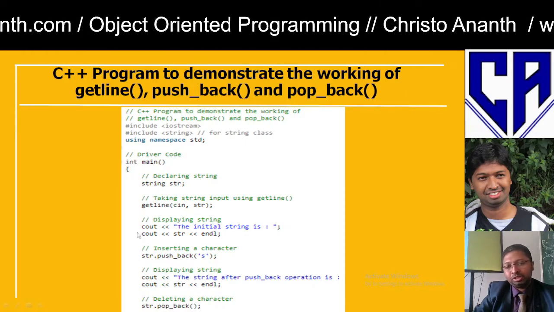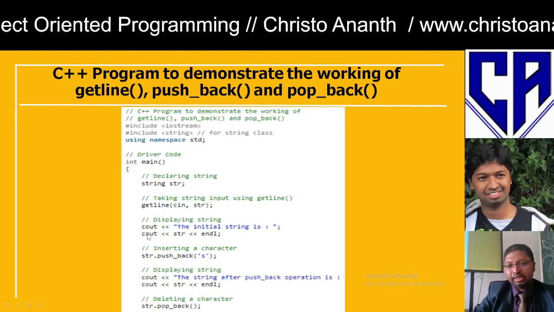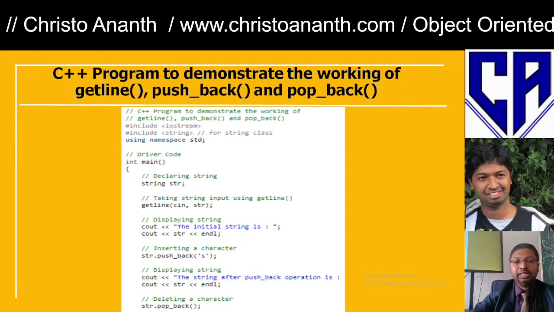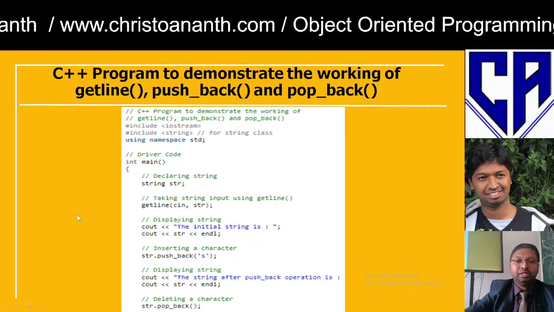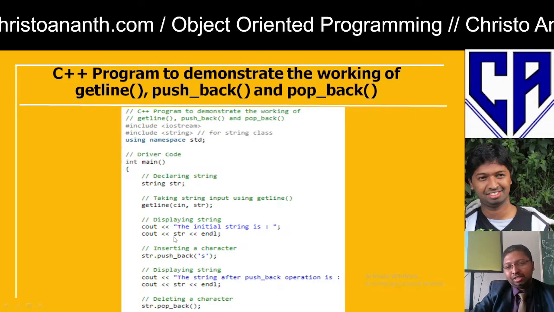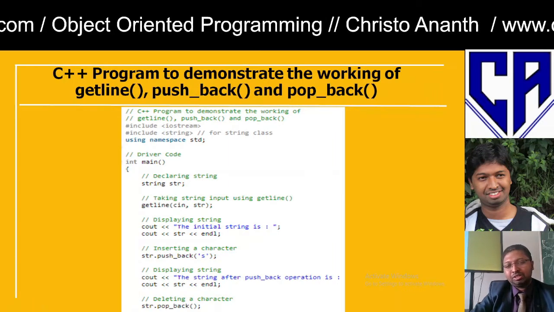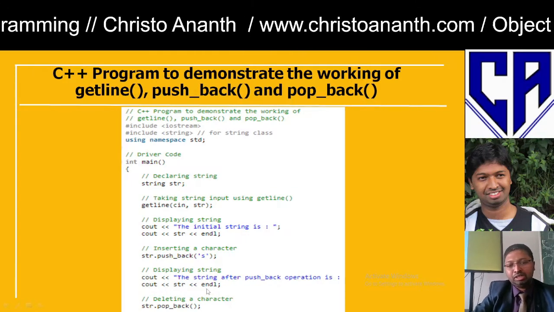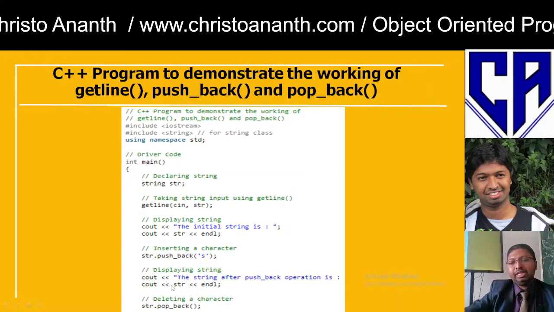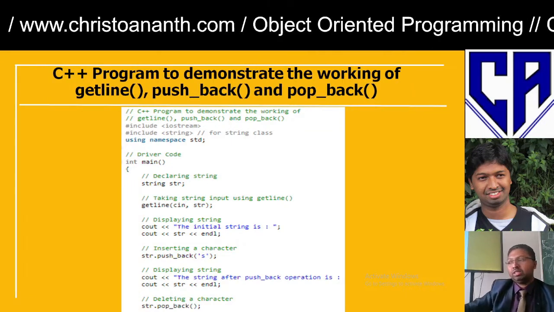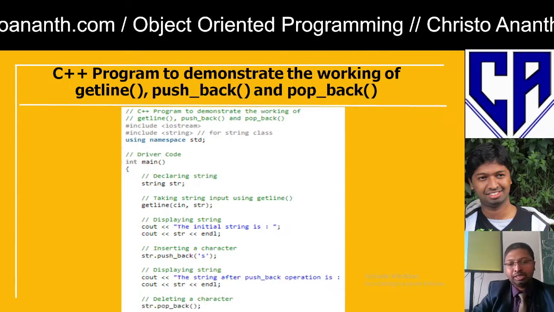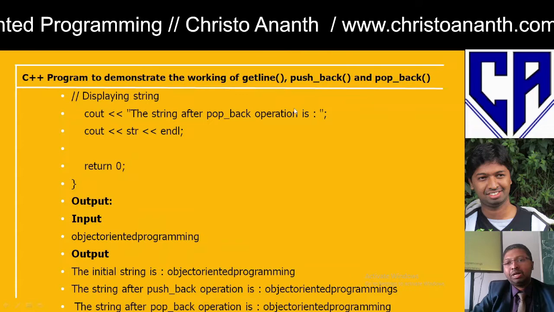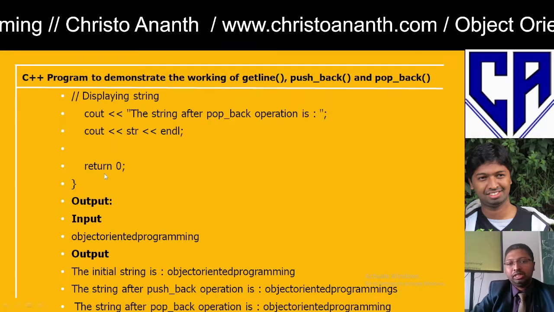Then you output the string: cout, the initial string is, and then str. Now you try to enter a character. You insert a character with str.push_back of 's', and then you display the string: cout, the string after push_back operation is, str. Then deleting a character, which occurs only at the end of the string. So str.pop_back, and then you display the string after pop_back operation. And then you return 0.